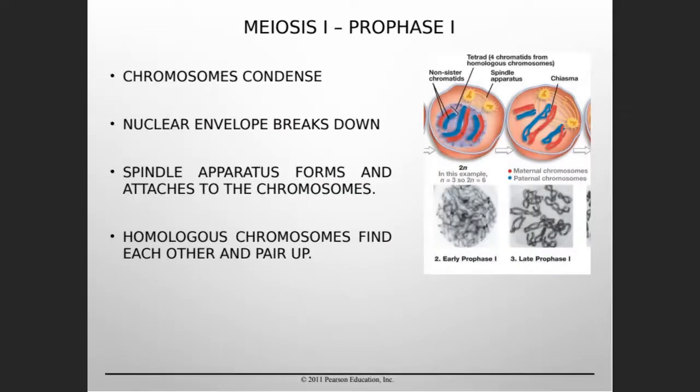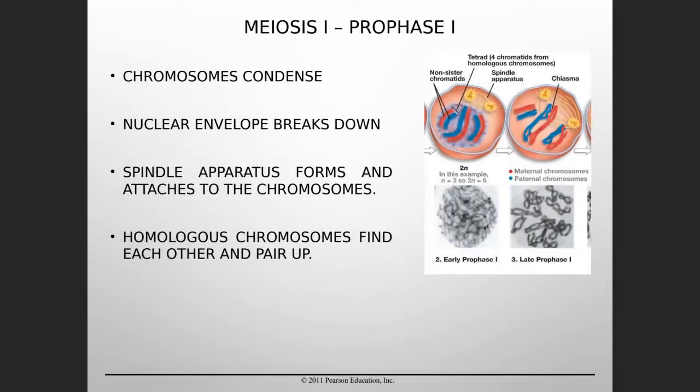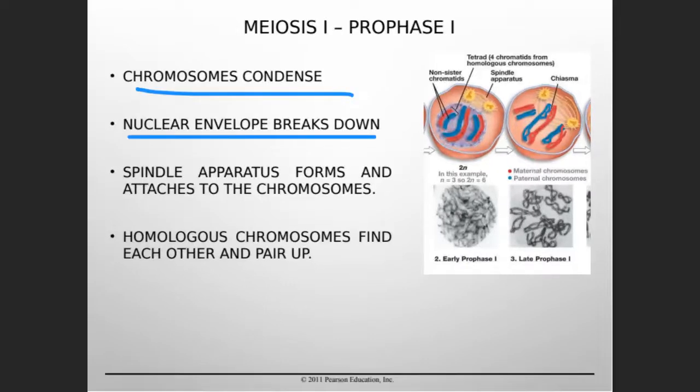So chromosomes condense. This is going to be prophase 1. Okay, chromosomes condense. A lot of this kind of looks like mitosis, but you got to remember what's really going on. The nuclear envelope breaks down. Remember, you've already replicated your chromosomes, so you have sister chromatids, right? The spindle apparatus forms and attaches to the chromosomes. Now the homologous chromosomes find each other and pair up.